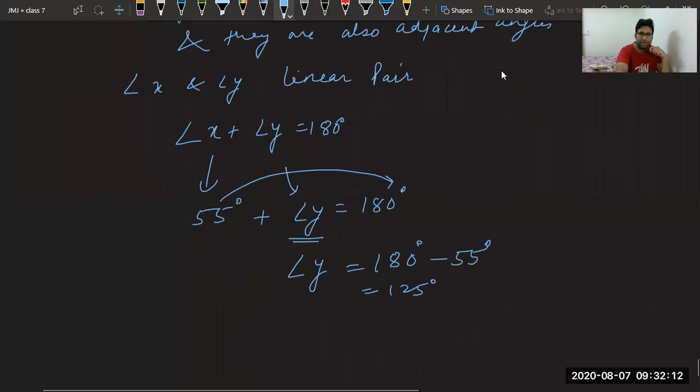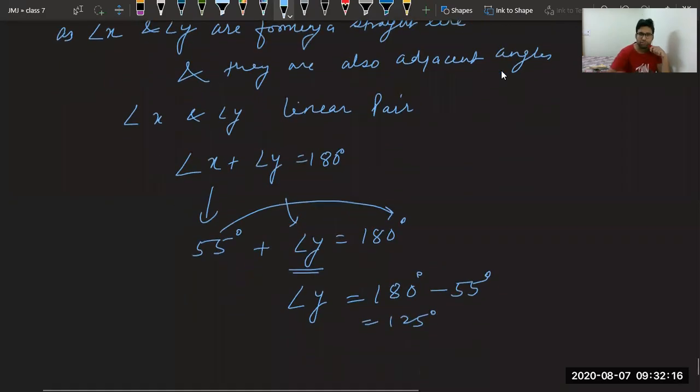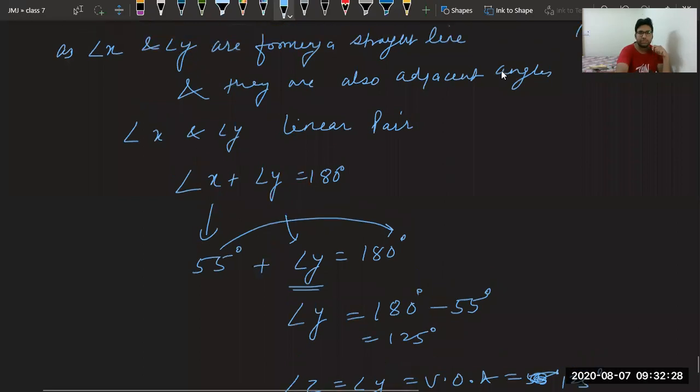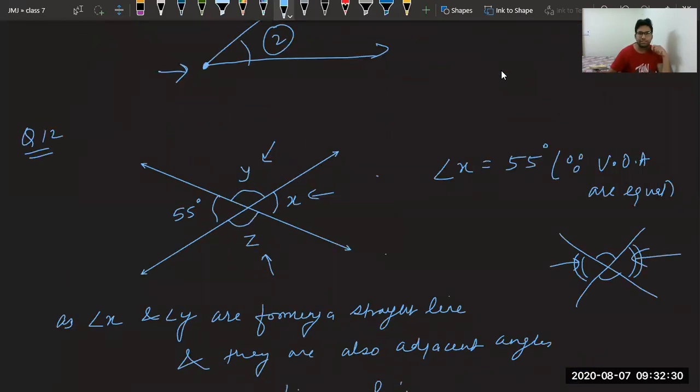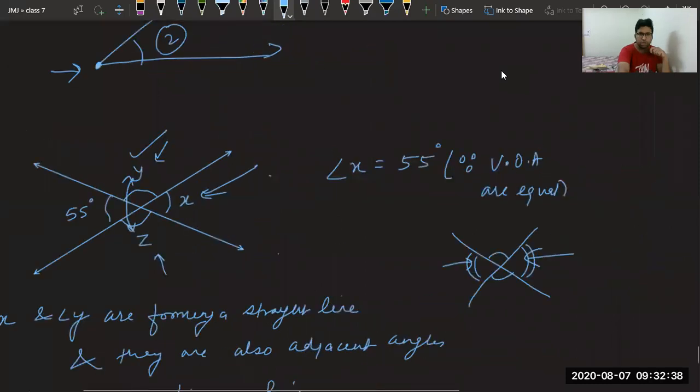Kritika has a doubt: what are adjacent angles? I will explain one more time. So we have got this Y, and we all know Z equals Y because they are vertically opposite angles. So Z is also 125 degree. You can see first we have found X, then we have found Y, and Y and Z are also equal because they are vertically opposite angles.